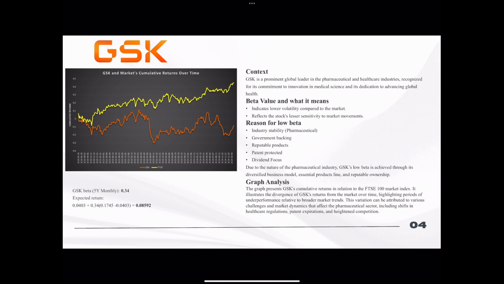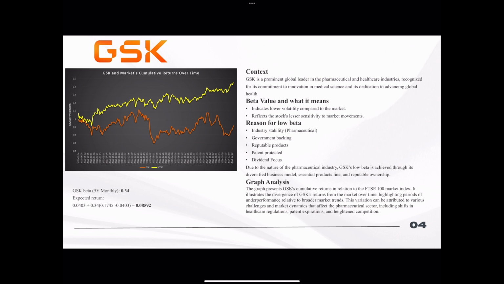Although this reflects the structure of the pharmaceutical industry, where demand is consistent regardless of economic conditions, this doesn't reflect the risks associated with it. GSK faces uncertainty due to factors like clinical trial outcomes, drug pricing regulations, and healthcare policy changes. Using the CAPM formula, GSK's expected return is 8.6%. This aligns with its industry risks.